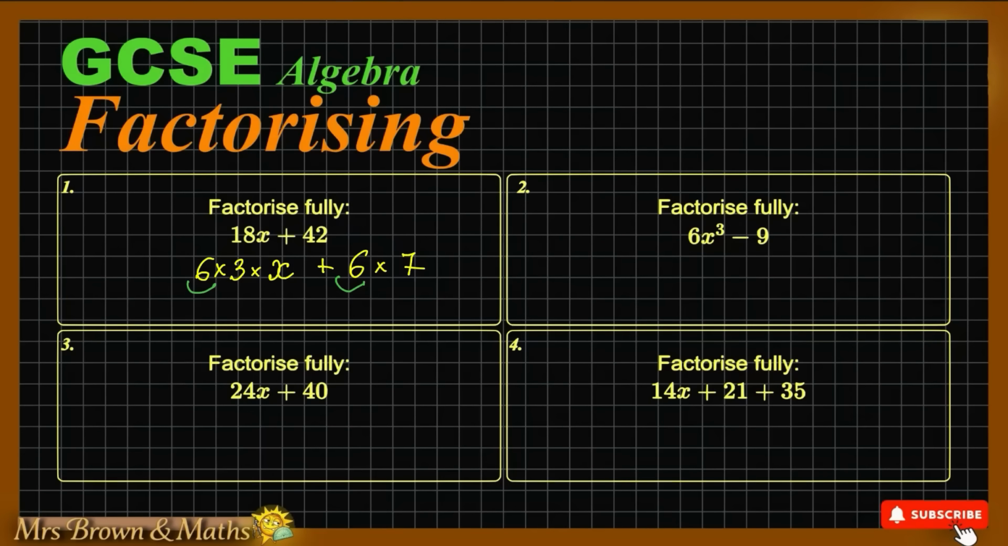Put it in front of brackets. What has been left? For the first term, 3x, and for the second term, 7. Final answer is 6 times 3x plus 7 in brackets.